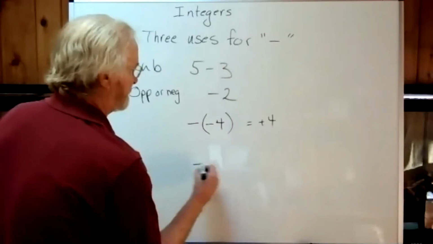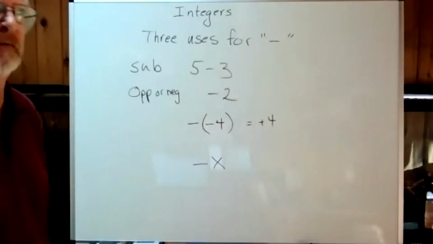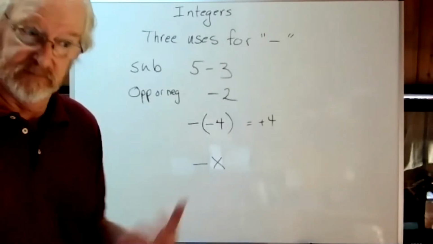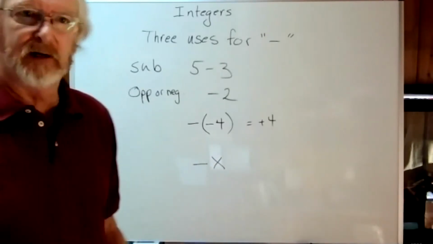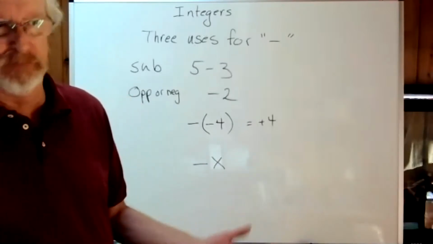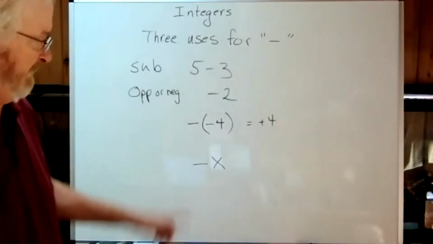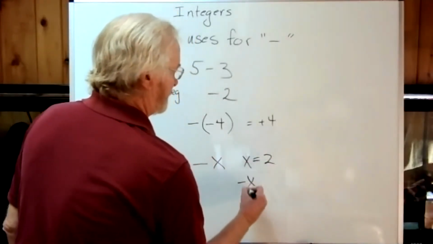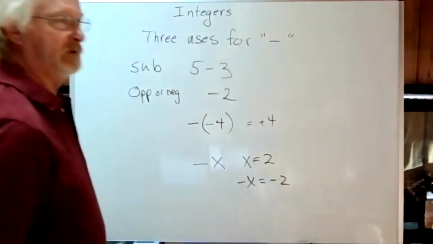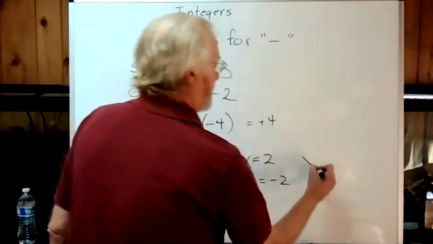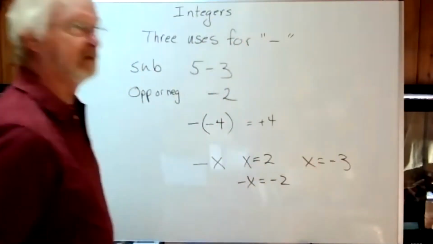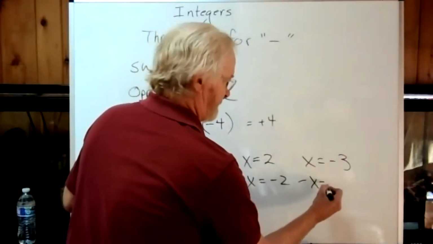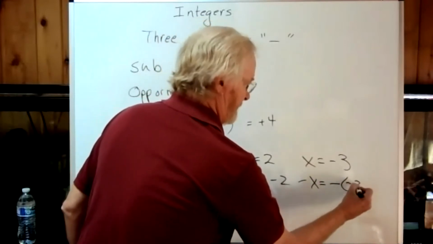The last use is when it's attached to a variable, it means the opposite of whatever that variable number happens to be. Is that variable a positive or a negative? Depends on what you put into it. So if x equals 2, then the negative x is -2. If x is -3, then this expression, the negative of that, is the opposite of -3.